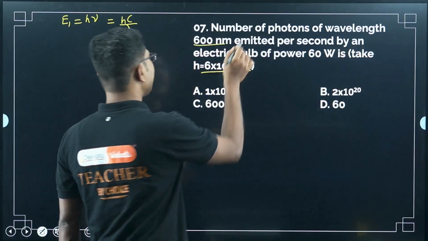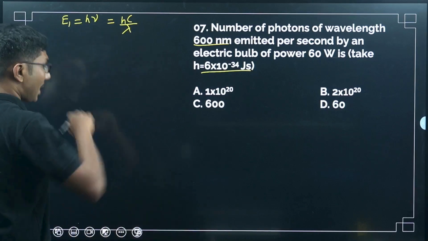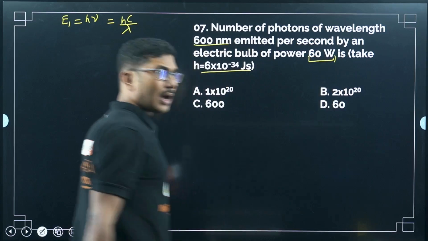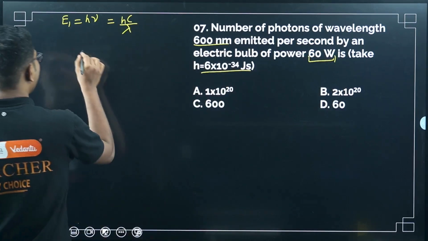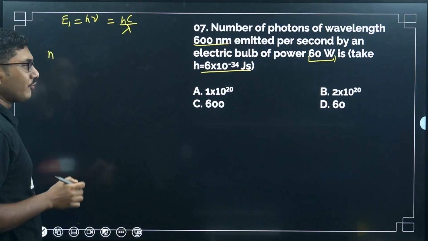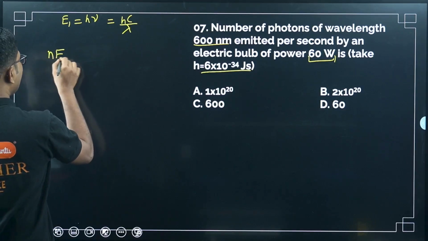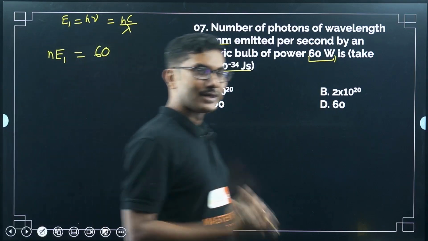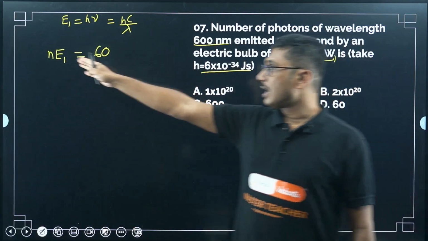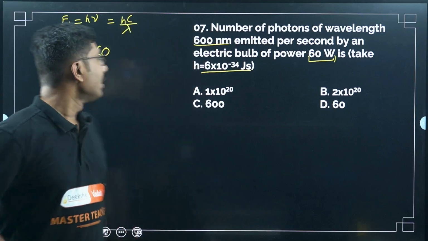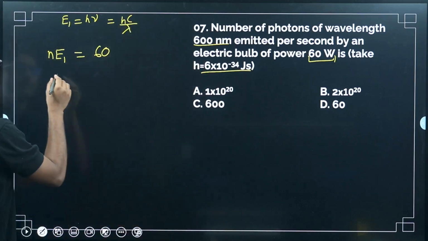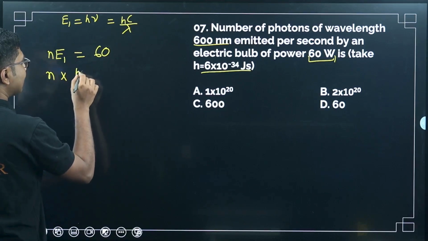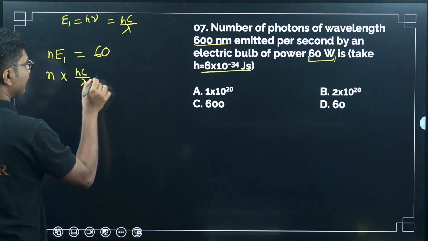Wavelength is 600 nanometers, so hc by lambda. Now the total power of the bulb is 60 watt. So if n number of photons are being emitted, then the total energy should be 60 watt in SI unit. If I use everything in SI unit, then I can calculate and get this value. Now let us put the values. We are trying to find this value n. Everything else is given. n times hc by lambda equals 60.